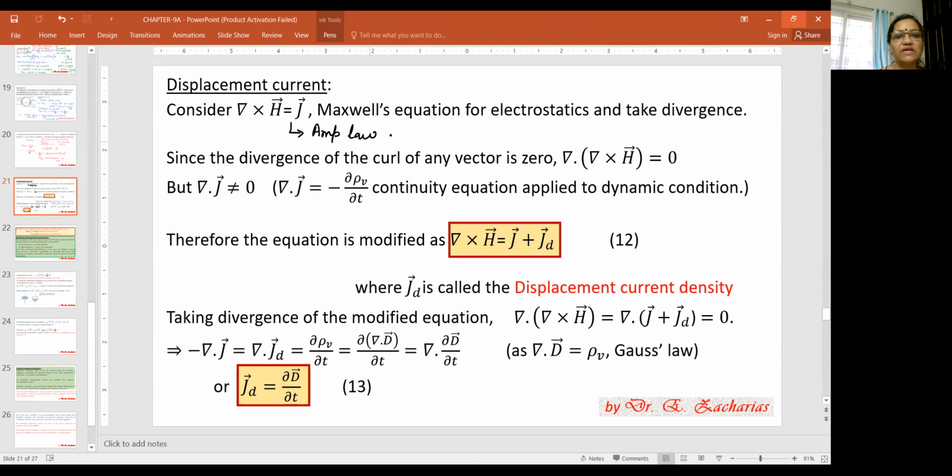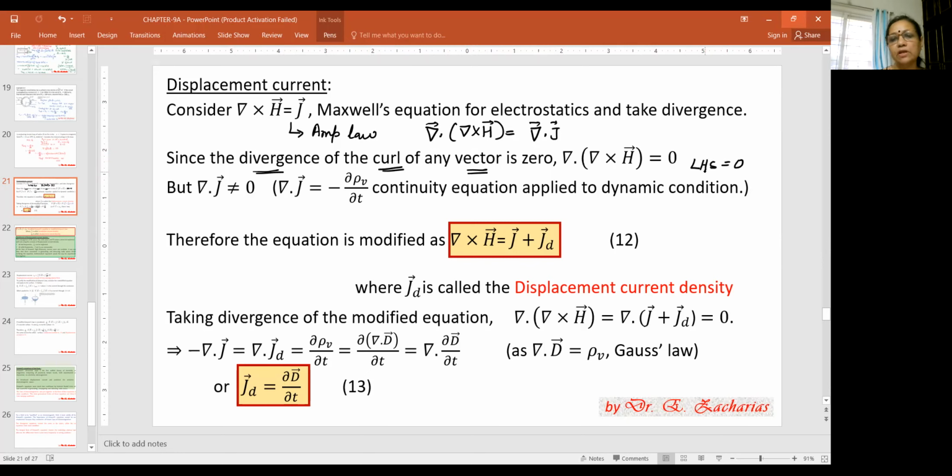Now take this equation and take the divergence of this vector on both sides. What I'm saying is take del dot del cross H, and the right hand side becomes del dot J. You can clearly see that it is a divergence of the curl of a vector, and you know that the divergence of the curl of a vector has to be 0. Therefore, the left hand side becomes 0.